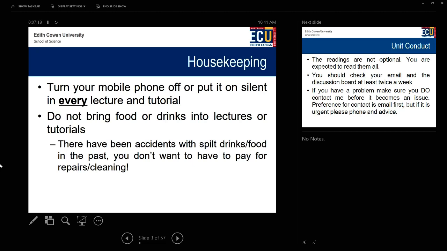I kind of do not agree to the second point. You can bring your food and drinks into the lecture halls, but just be mindful of the fact that if there is any accident, if something spills, you have to pay for the cleaning and the repair of all the facilities you have been given here. But for me, you are more than welcome to bring your food and drink, whatever you want to, during the lecture.